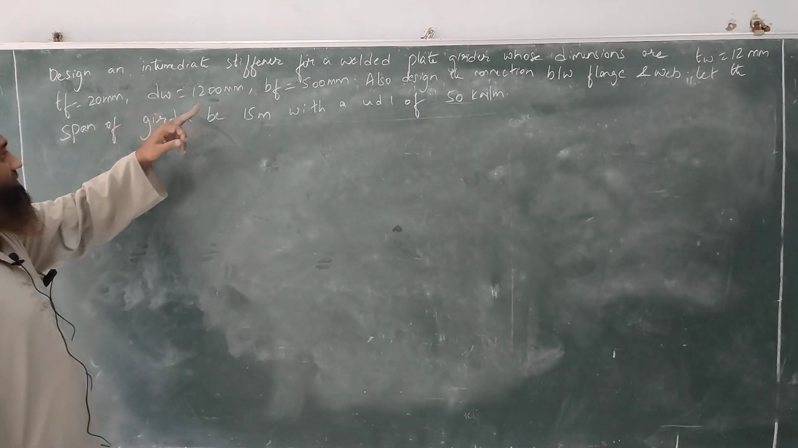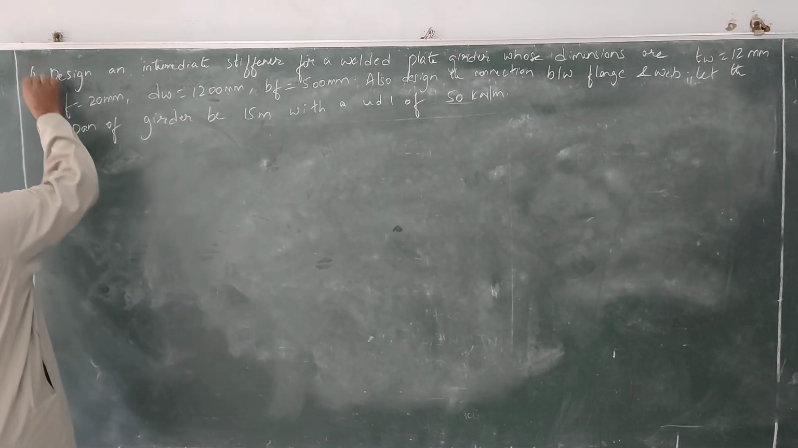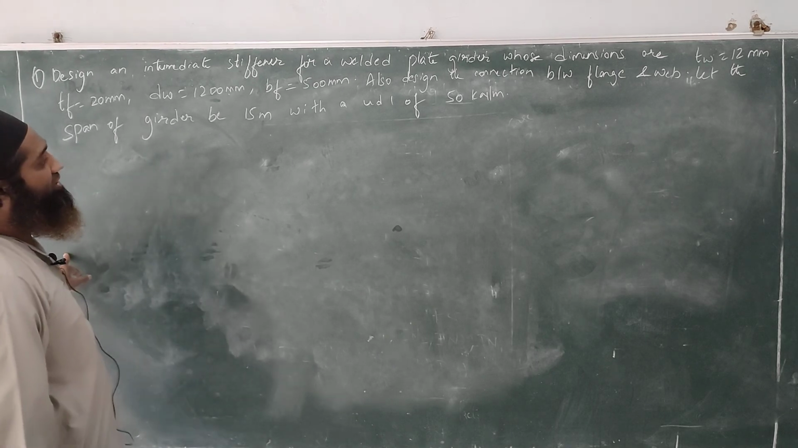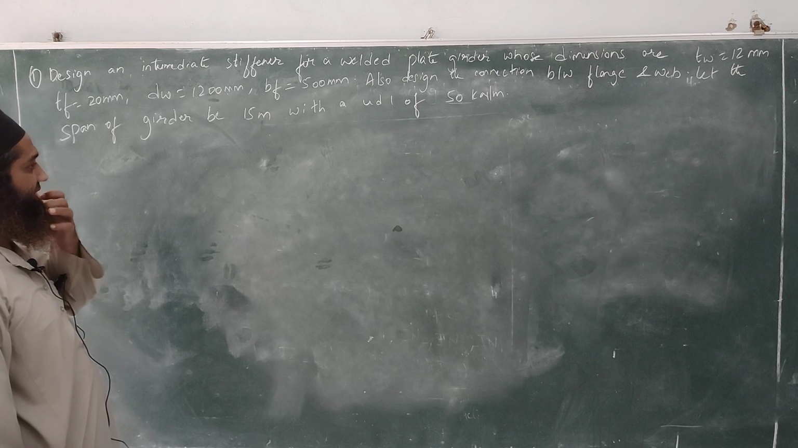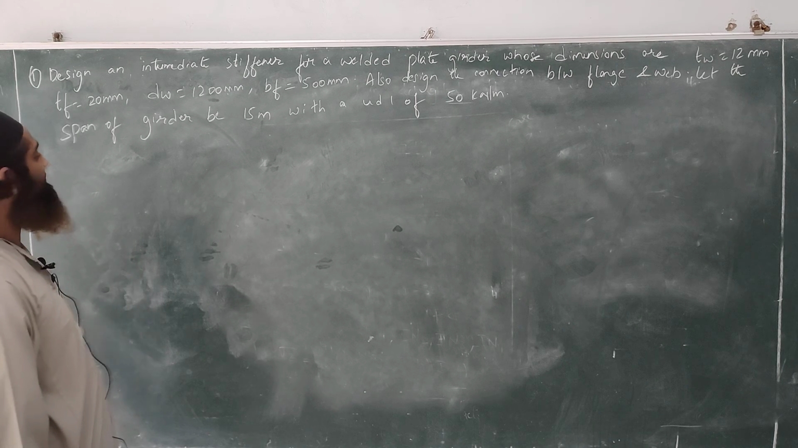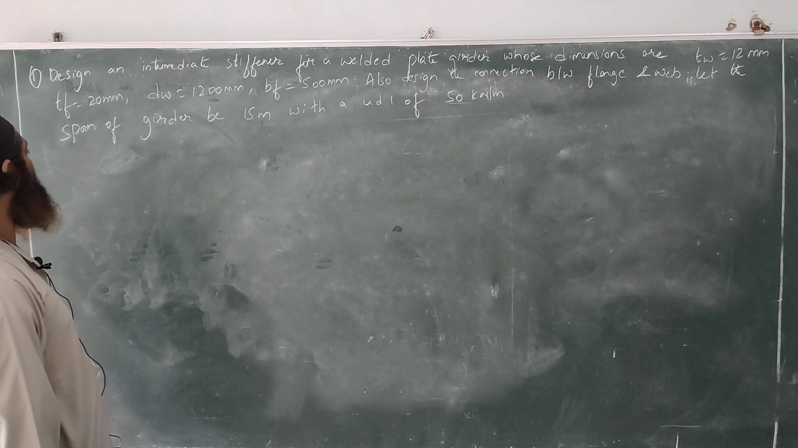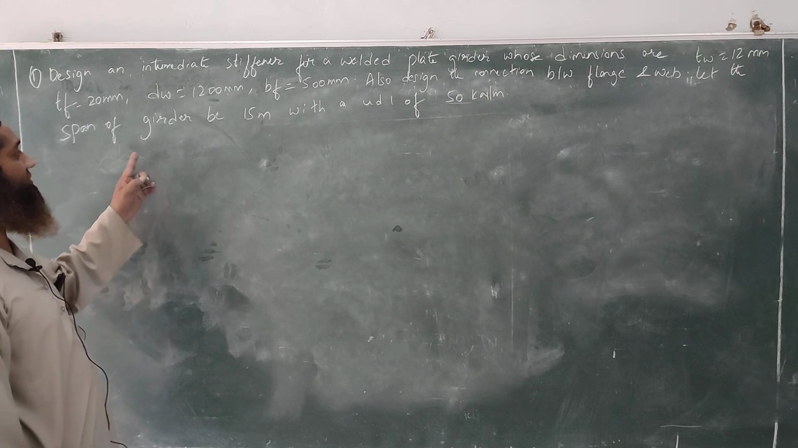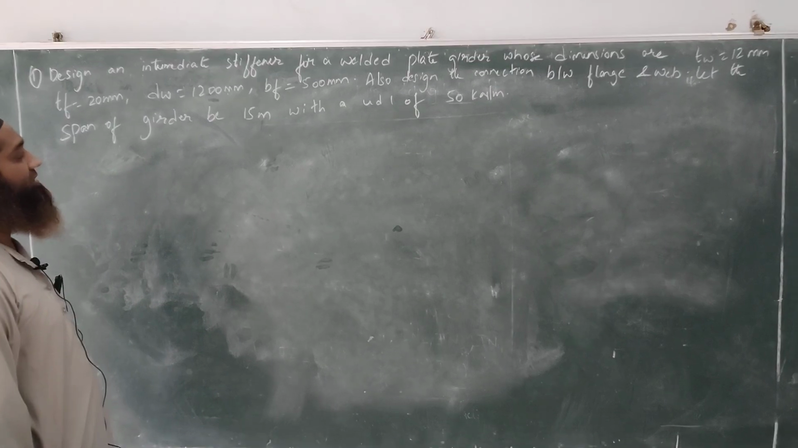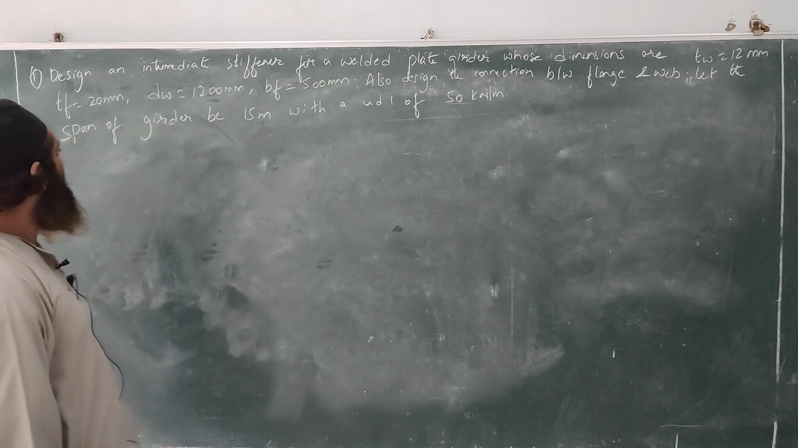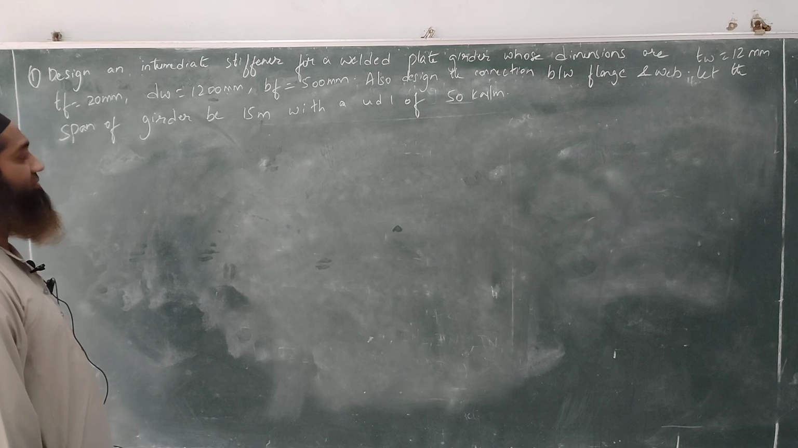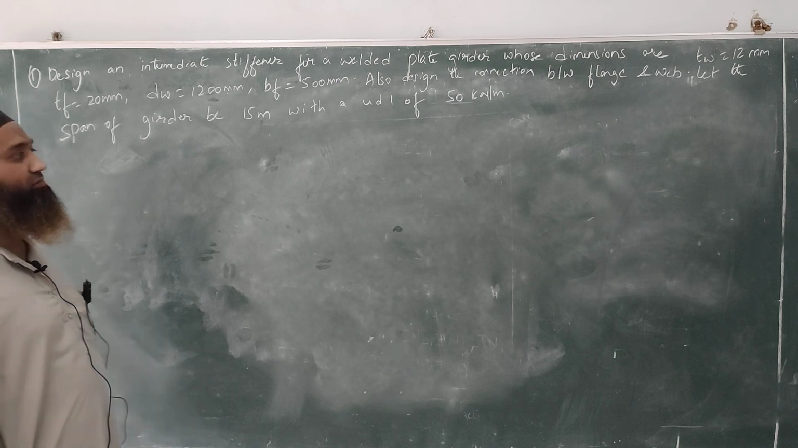Design an intermediate stiffener for a welded plate girder. The plate girder is a welded plate girder whose dimensions are: thickness of the web TW is 12 mm, thickness of flange is 20 mm, depth of the web is 1200 mm, breadth of the flange is 500 mm. Also design the connection between flange and web. Let the span of the girder be 15 meters with a UDL of 50 kilonewton per meter.